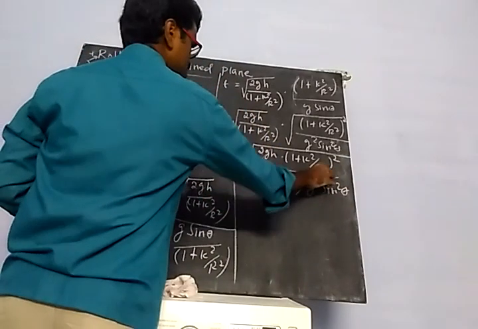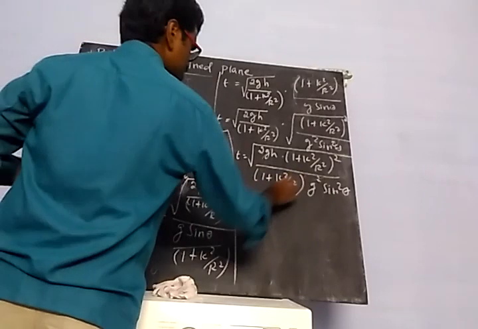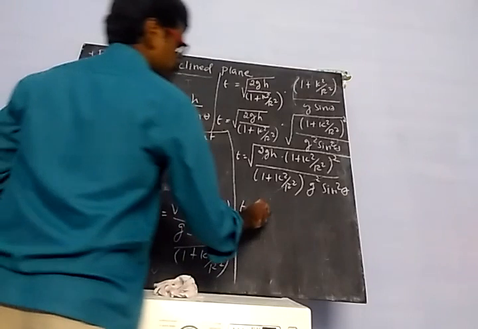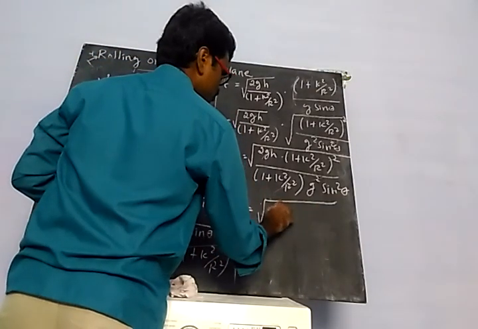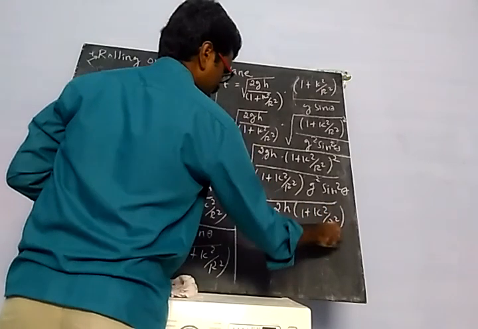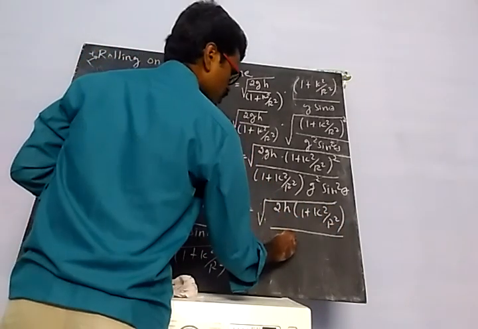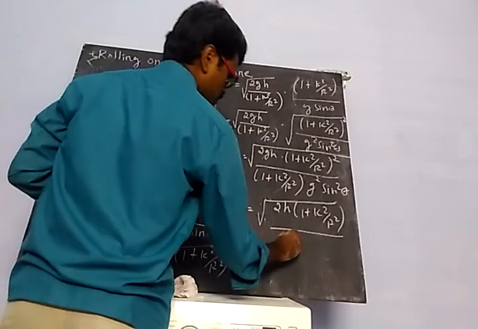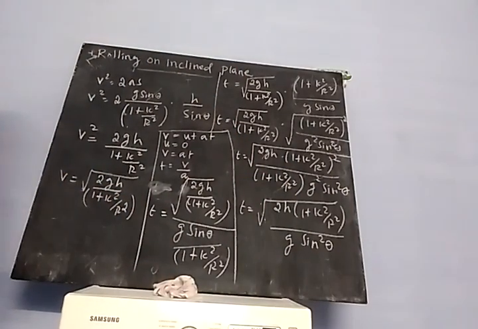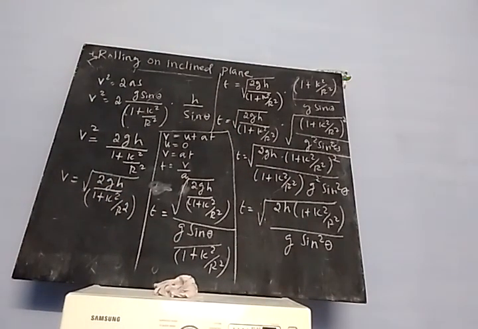Then g and g square cancel, and the square cancels, and remaining t equal to square root of 2h into 1 plus k squared by r squared divided by g sin square theta. So this equation gives the least value of radius of gyration.